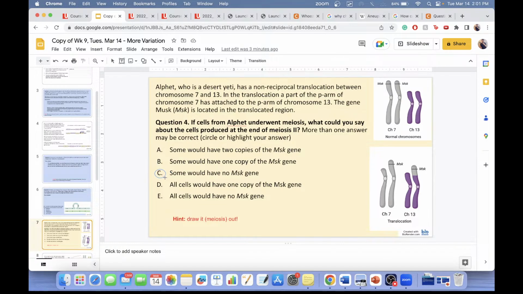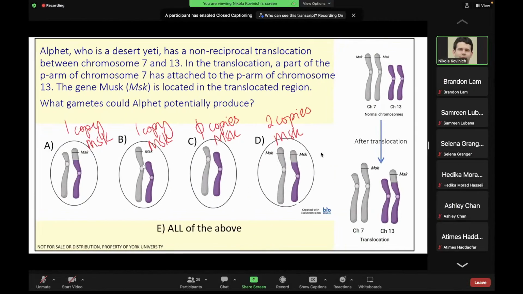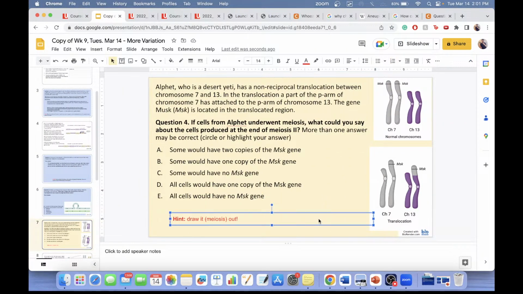this chromosome here might pair up with this one. It might go to the same gamete rather as this one here. All of these are possible. So all of these different combinations are possible. Very good.